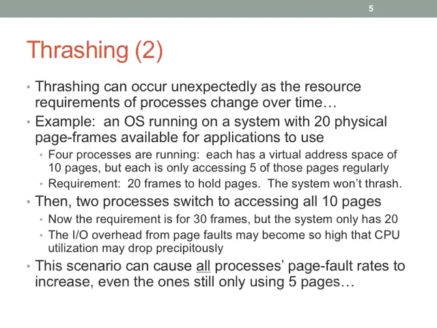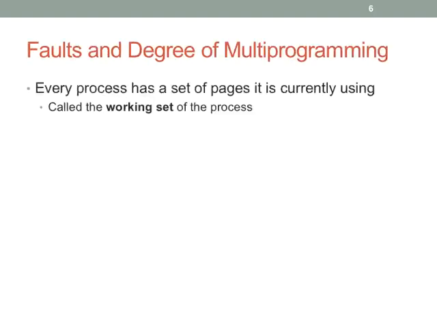Okay, so yeah, and notice again, because we have sort of a global page pool, we'll talk about this in more detail. So in this scenario, you would see all the processes' page fault rates go up, even the ones only using 5 pages, because they would be swapped out. Okay, we'll talk about that in more detail.